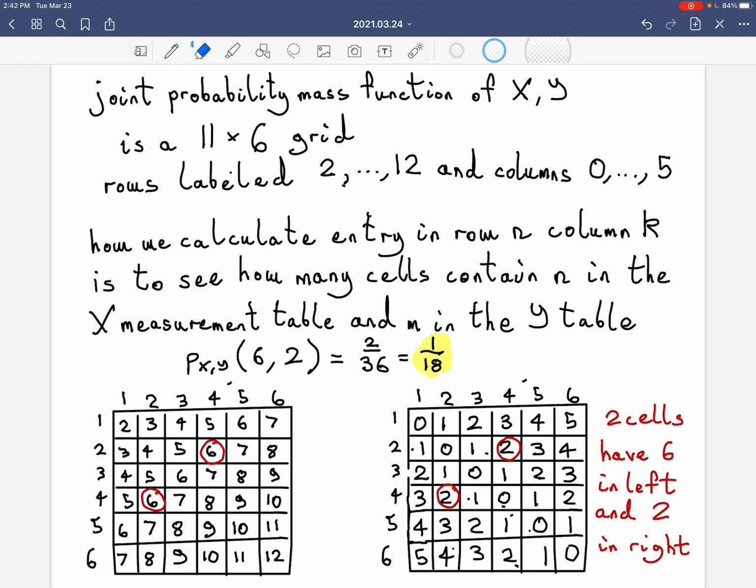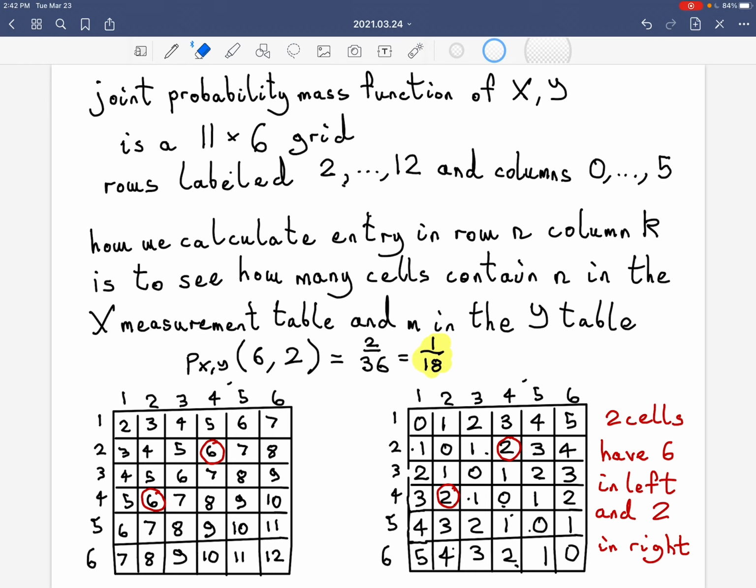So the point is, I'm telling you on this page how you would calculate any individual cell in this 11 by 6 grid. And what you do is you label the rows by the possible values of x. So in this case, we have rows labeled 2 through 12.